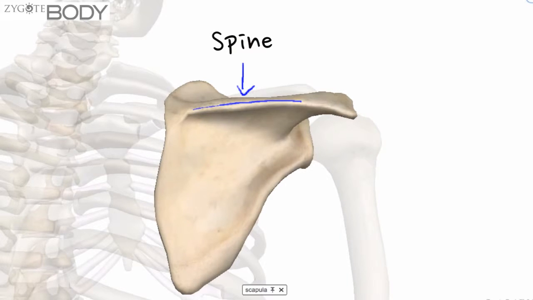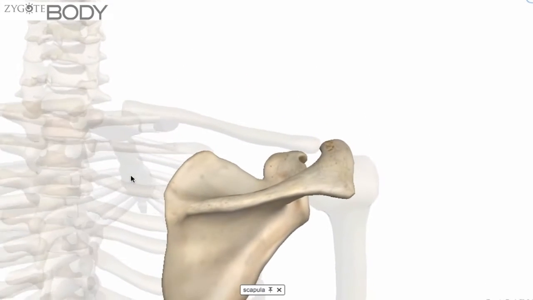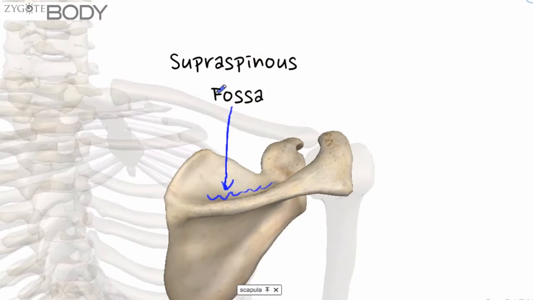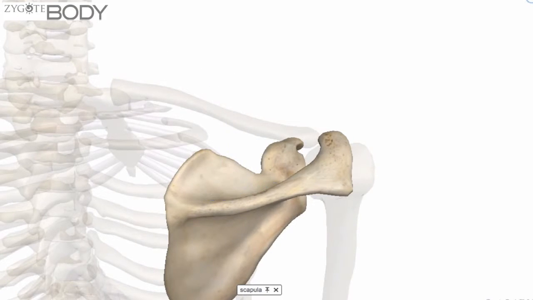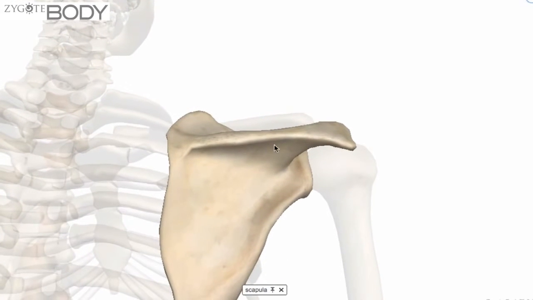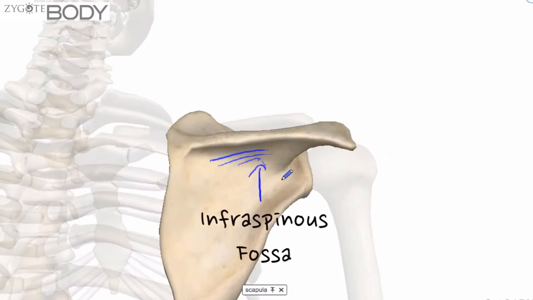On the superior side of the spine of the scapula, I'm going to try to rotate a little bit. Here on the superior side, you will see this fossa, and this fossa here is called the supraspinous fossa. Rotating again to the inferior side of the spine, you see another fossa, and this is called the infraspinous fossa.